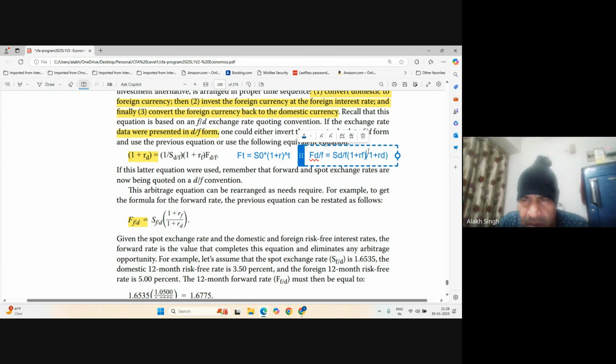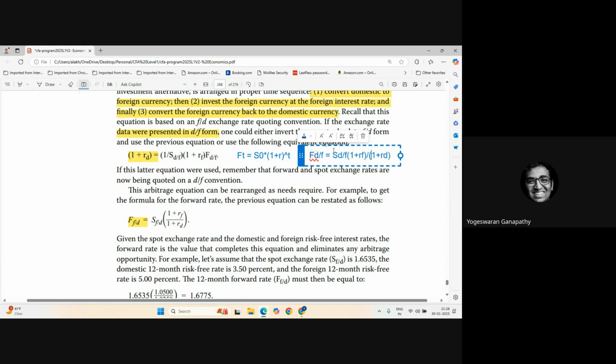This one is the equation. So we have to find 1 plus RD. 1 plus RD is equal to 1 by SD times 1 plus RF, FD divided by SD. If you reorganize, are you going to get this? Do you see this or no?